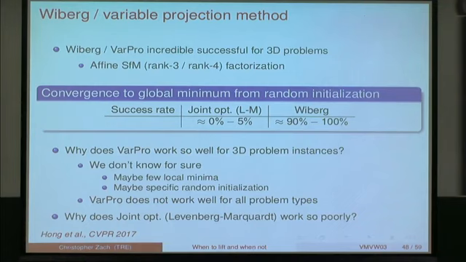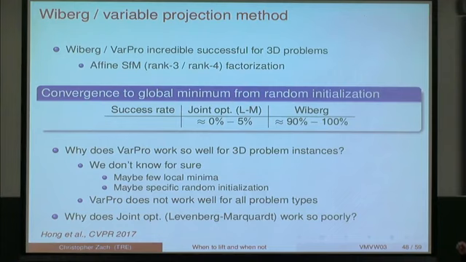So what is going on? We thought for a long time that for some magic reason, because the different formulations take different paths, you would end up in a much worse local optimum when you do joint optimization, and for some magic reason the variable projection or Wiberg algorithm gets around these optima. This is what we often believe, but it turns out this is not the case.